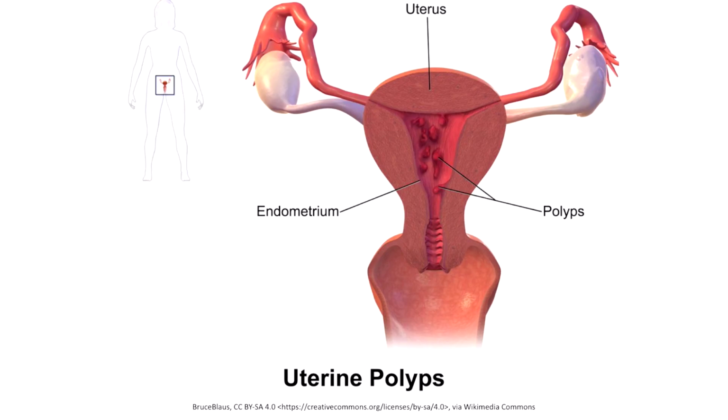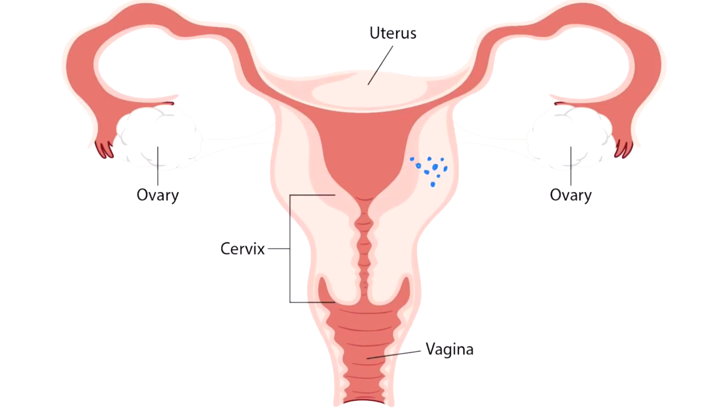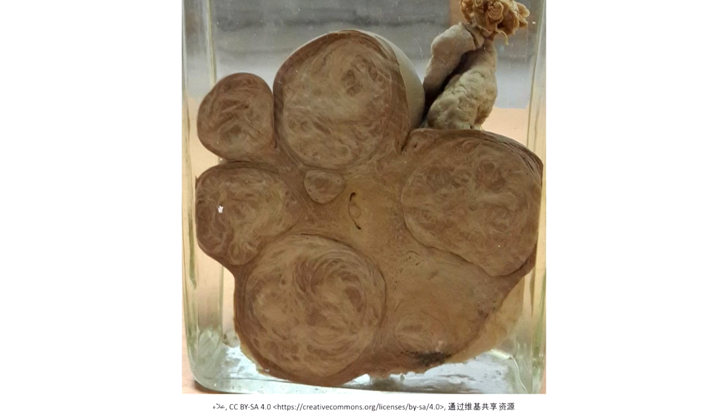Now here we see several masses protruding into the uterine cavity, consistent with endometrial polyps. And this is an image showing adenomyosis. Hopefully you can appreciate the area of endometrial tissue that's extending into the myometrium. Here we have an image showing several leiomyomas of the uterus, and pay attention to those large masses.